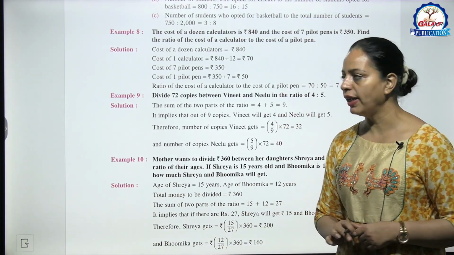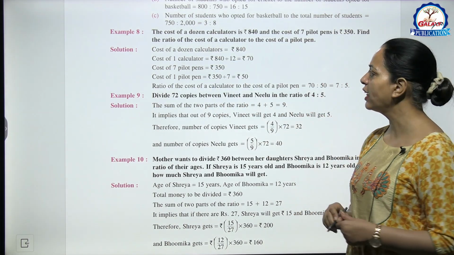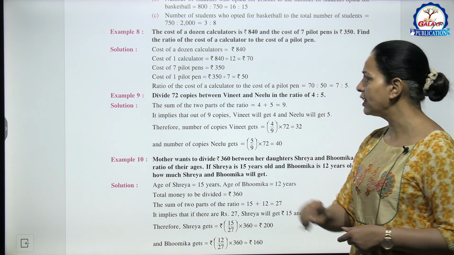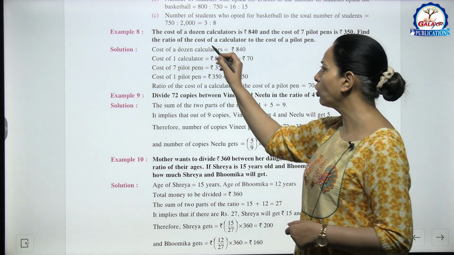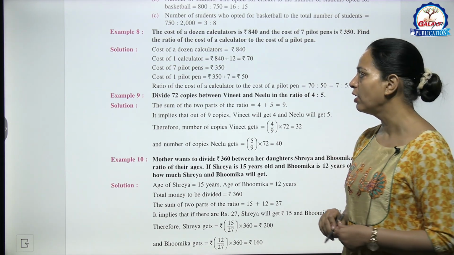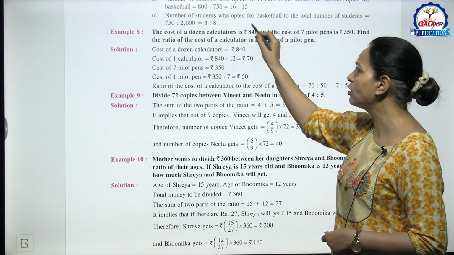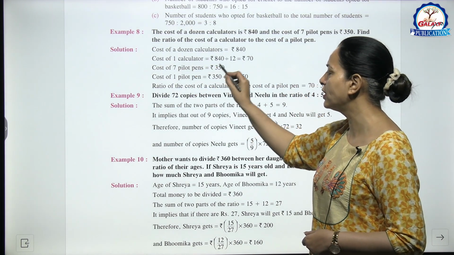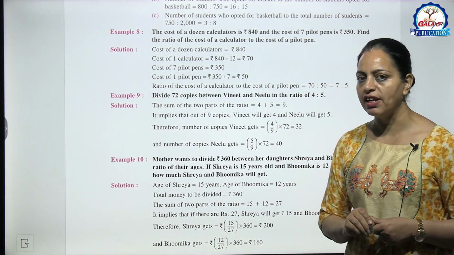Now example 8, the cost of a dozen calculators is rupees 840 and the cost of 7 pilot pens is rupees 350. Find the ratio of the cost of a calculator to the cost of a pilot pen. So we know cost of a dozen means 12 calculators is rupees 840. So what is the cost of one calculator? 840 divided by 12, that is rupees 70.